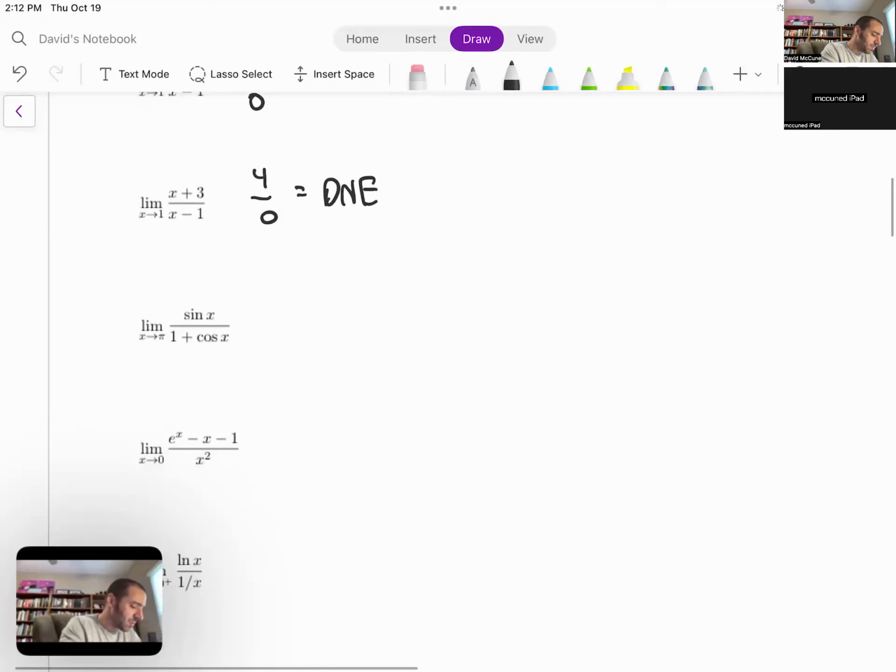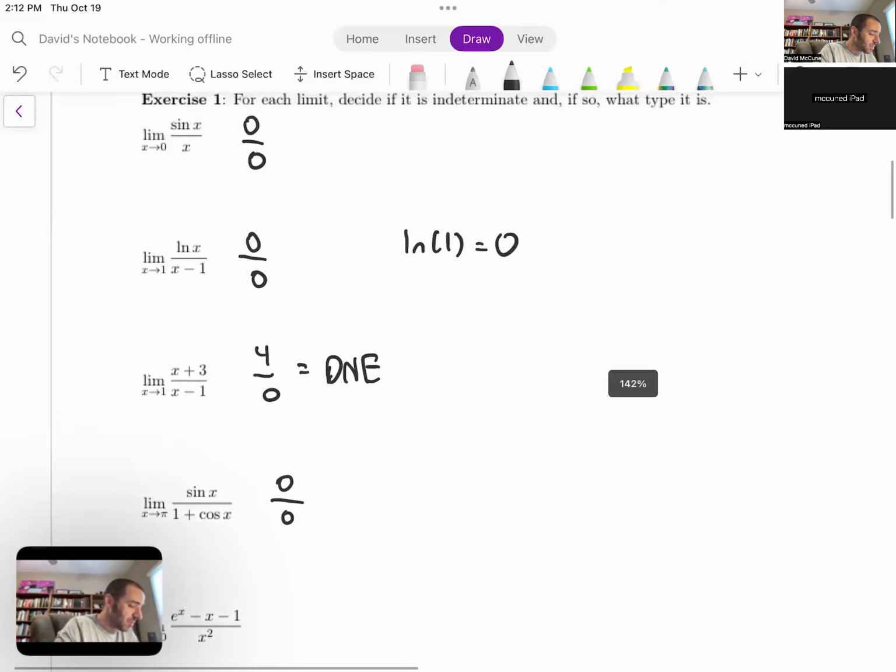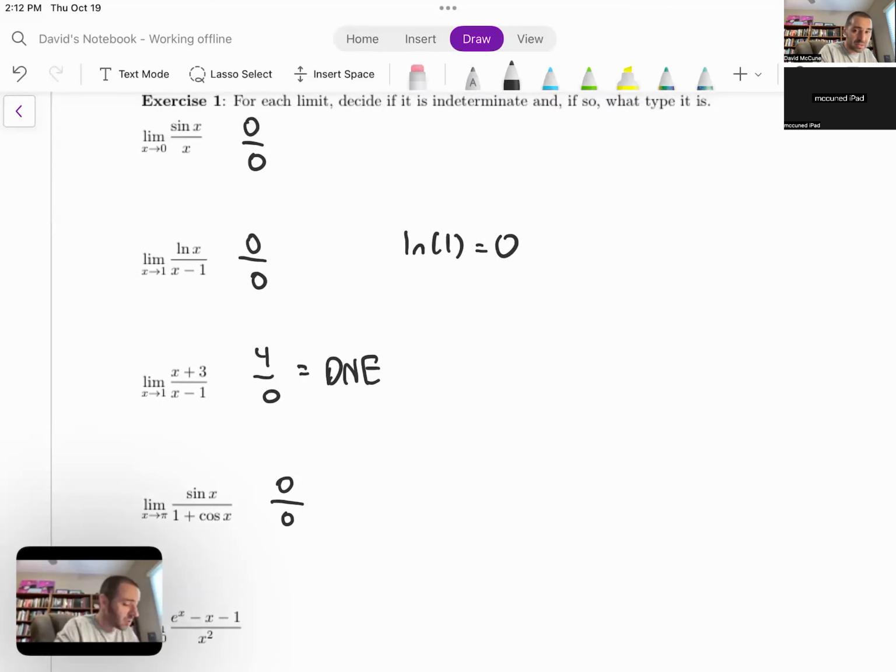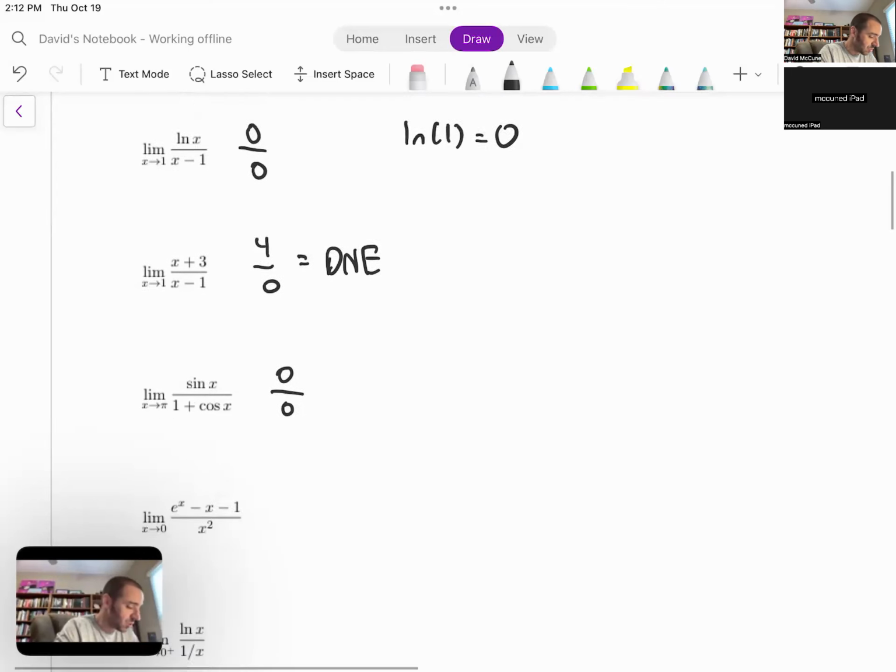Okay, a couple more. Sine of pi. So this is saying as x goes to pi, what happens? So if you remember your unit circle, sine of pi is 0. If you remember your unit circle, cosine of pi is -1. So if you plug in a pi for x into the bottom, you also get 0, 1 plus -1. So far we've seen 3 examples of 0 over 0 indeterminate type. So limits we could not do back in chapter 2.